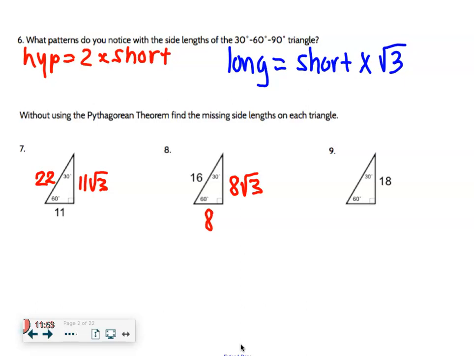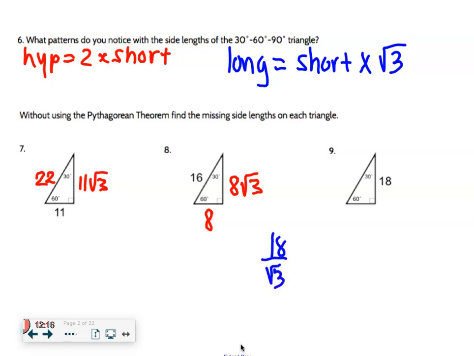Okay, now this one's tricky. I want to get my short side. You're going to get a radical. No, it would be 18 square root 3. No, you're close. So how would I get the short side by itself here? What would I divide by? Divide by root 3, so I have to divide 18 by root 3.